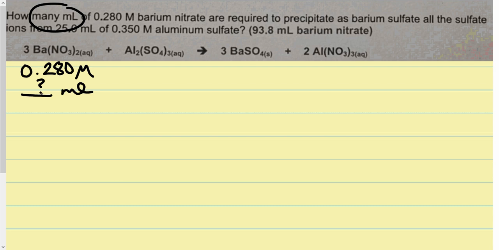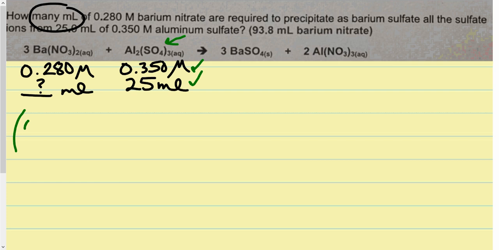It then goes on to tell us that our aluminum sulfate is 0.350 molar. Okay, so in this case we have 2 concentrations, and we have 25 milliliters of it. So from the standpoint of concentration and volume, the aluminum sulfate is the one that you have both the concentration and the volume. And you want to keep in mind that when you're given concentration and volume, that is the key to where you start. So always start with the one that gives you the concentration and the volume.